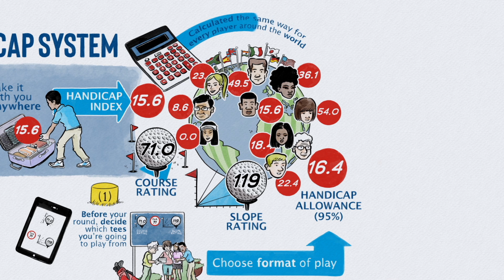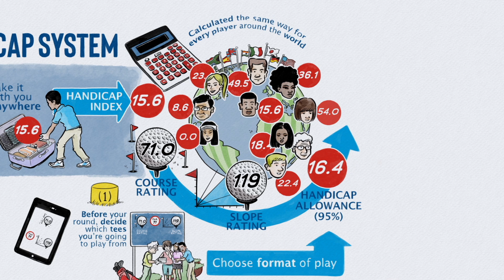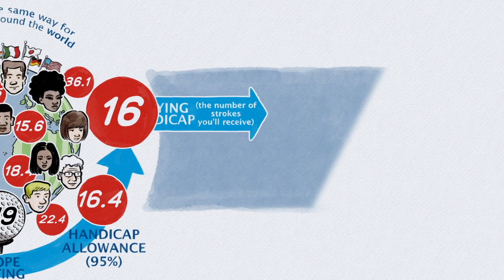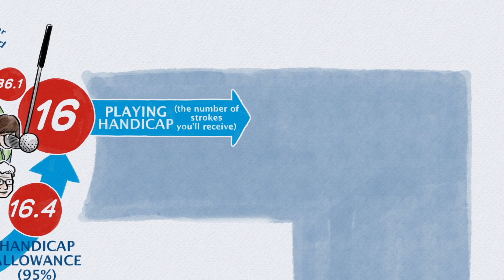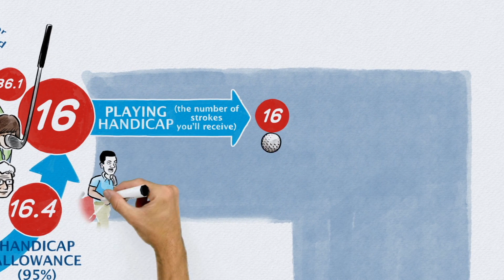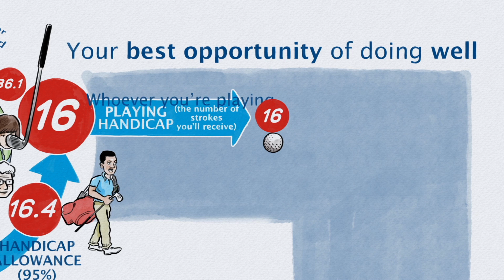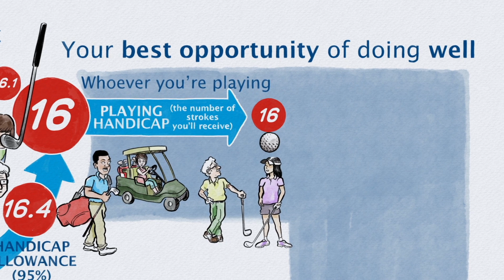Together, the course rating, slope rating and handicap allowance convert your handicap index into a playing handicap, representing the number of strokes you receive for the round, providing you the best opportunity of doing well, whoever you're playing.